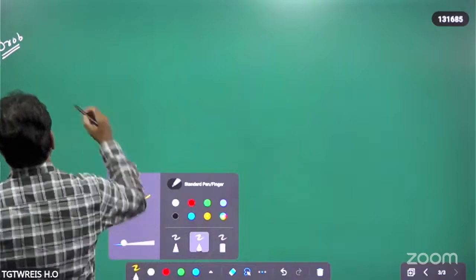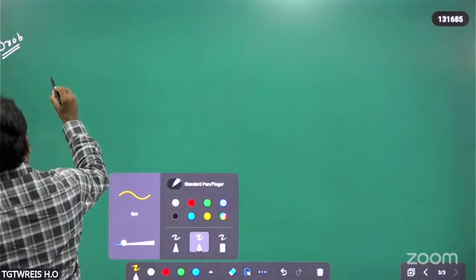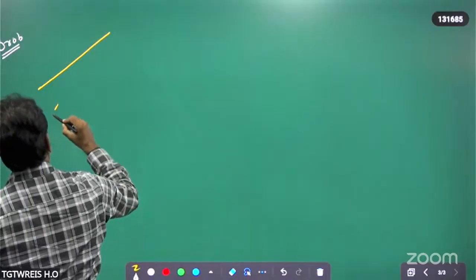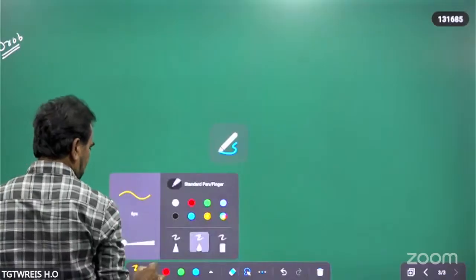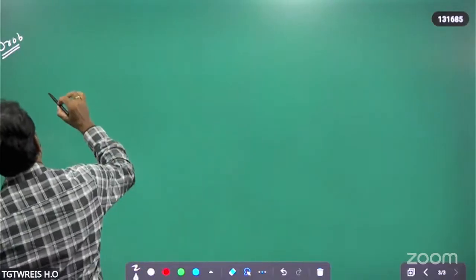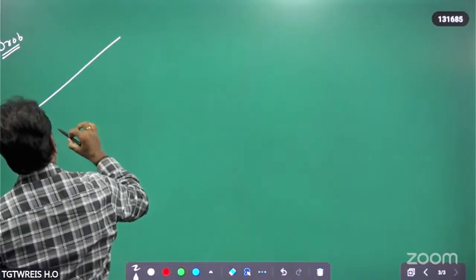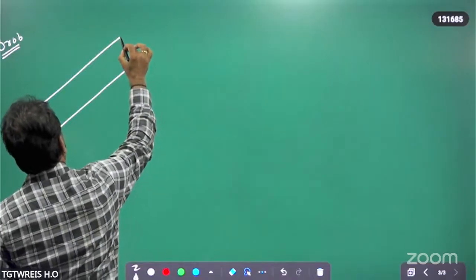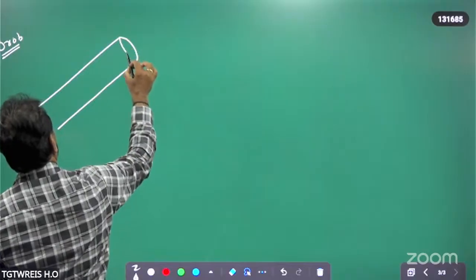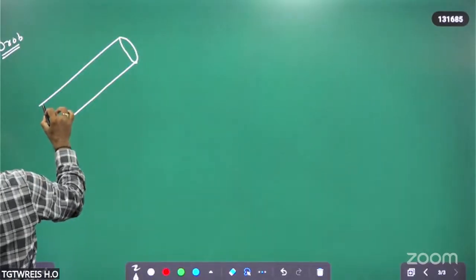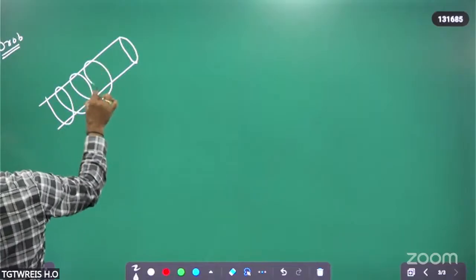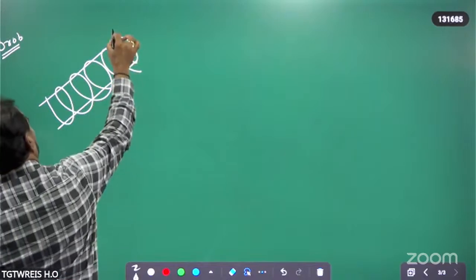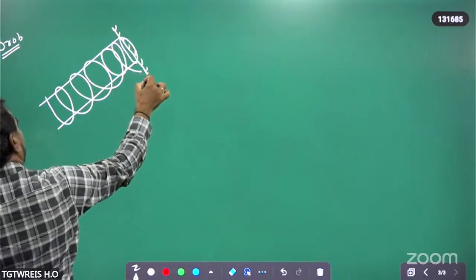For example, look here. Suppose consider a cylinder. This is a cylinder. Over the cylinder, a rope has been wrapped like this.